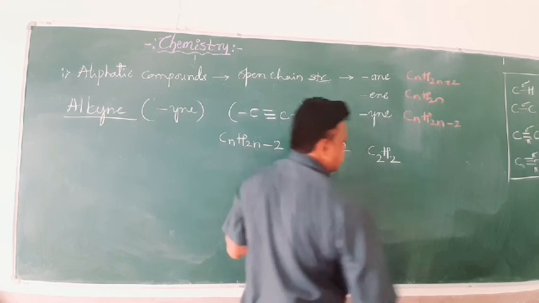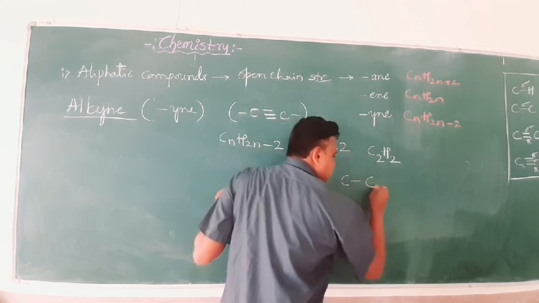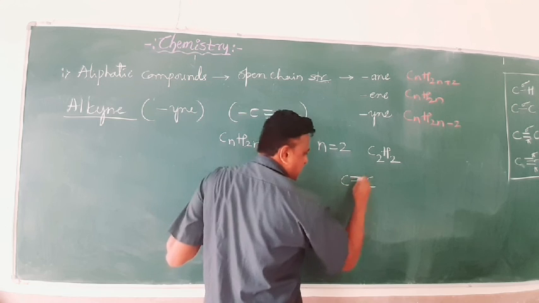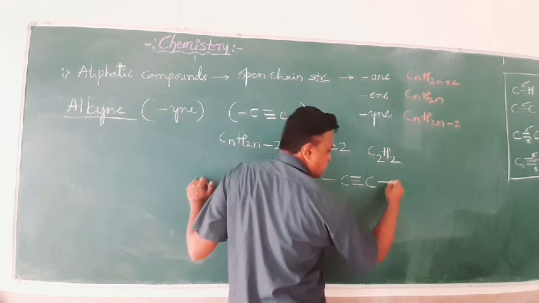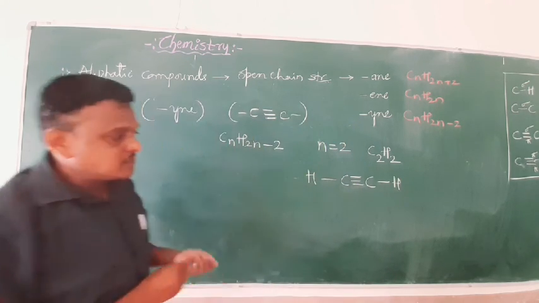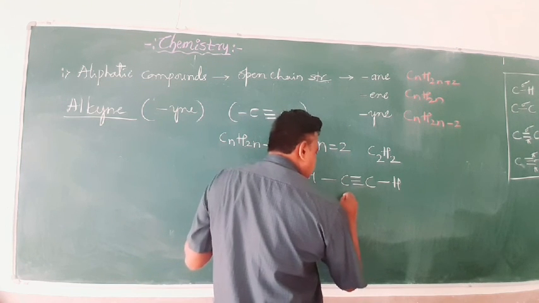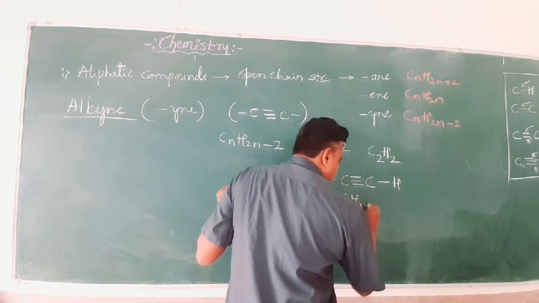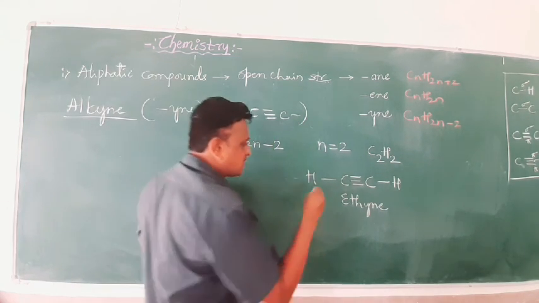C2. So first I write 2 carbons. Alkyne stands for a triple bond. Already there are three bonds, so this is the fourth and this is the fourth. This is H, this is H. This is the structure of our compound with 2 carbons. The name of this compound is ethyne.